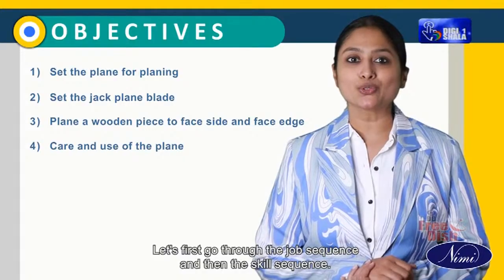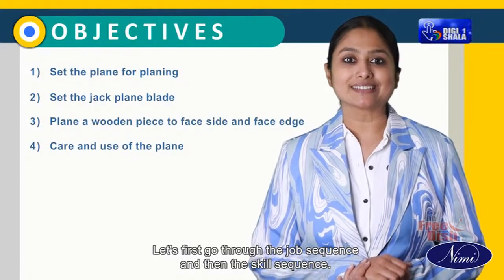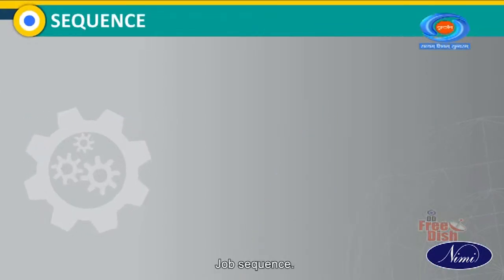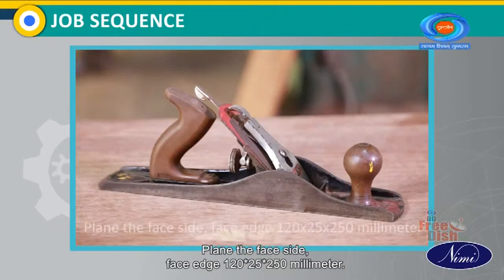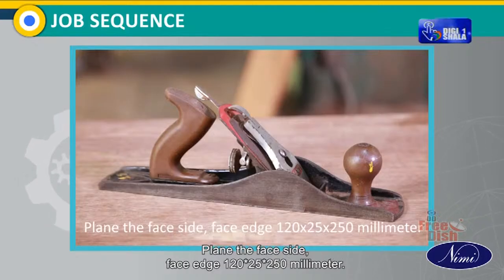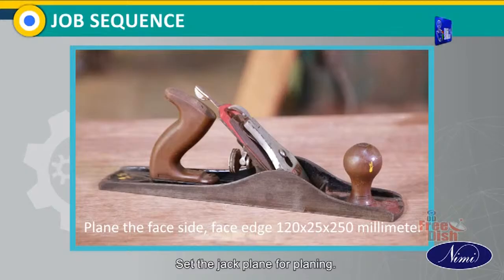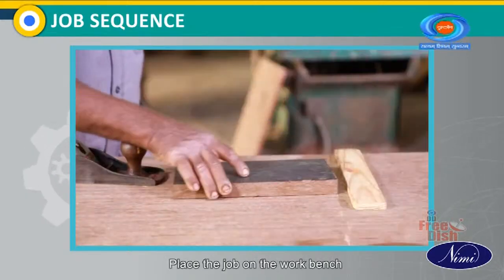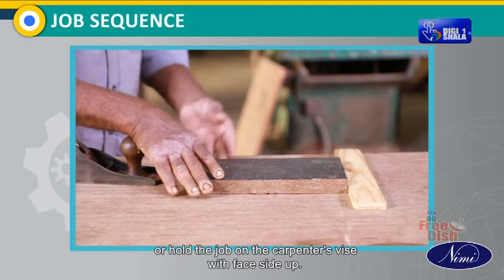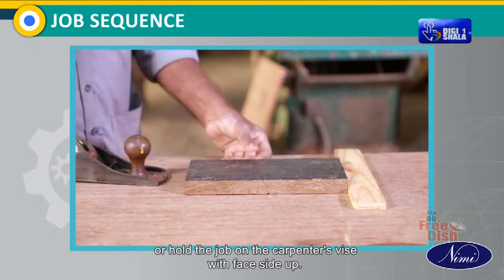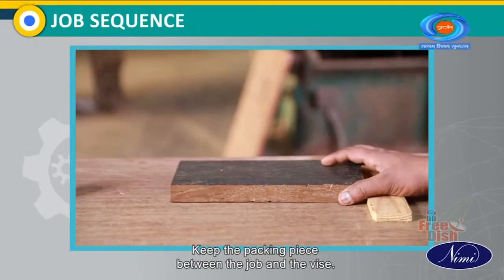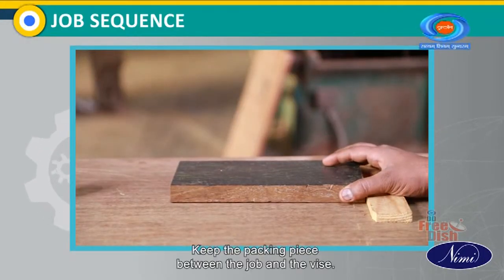Let's first go through the job sequence and then the skill sequence. Let's start. Job sequence. Plane the face side, face edge 120 into 25 into 250 millimeters. Set the jack plane for planing. Place the job on the workbench or hold the job on the carpenter's vise with face side up. Keep the packing piece between the job and the vise.